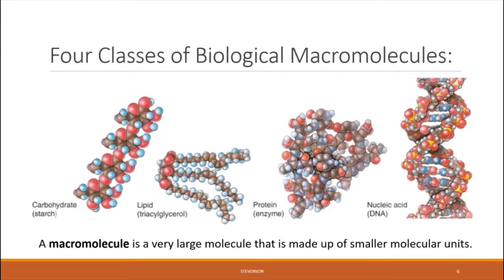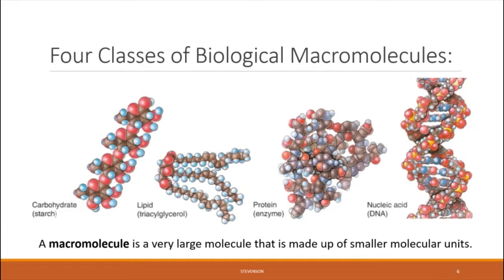In this lecture, we're going to be looking at each of these four categories of biological macromolecules one by one, and we're going to talk about how they are structured and what sort of role they play inside of living organisms. As we do this, we're going to be cognizant of the fact that all these macromolecules are made up of, as we saw before, smaller molecular units.